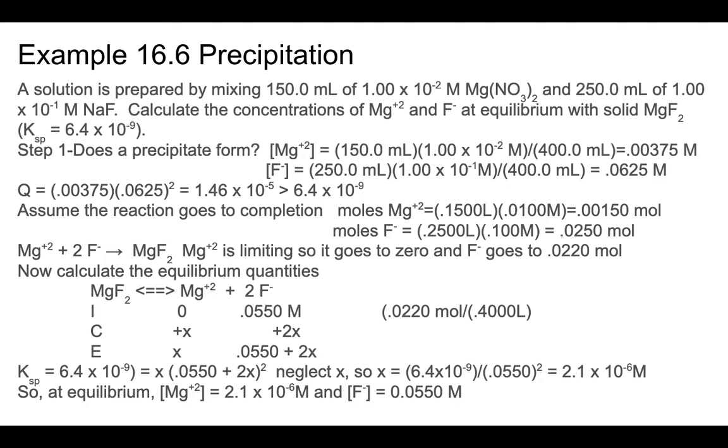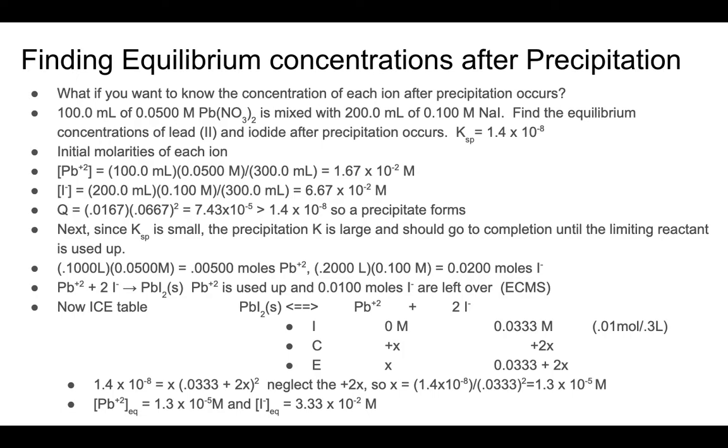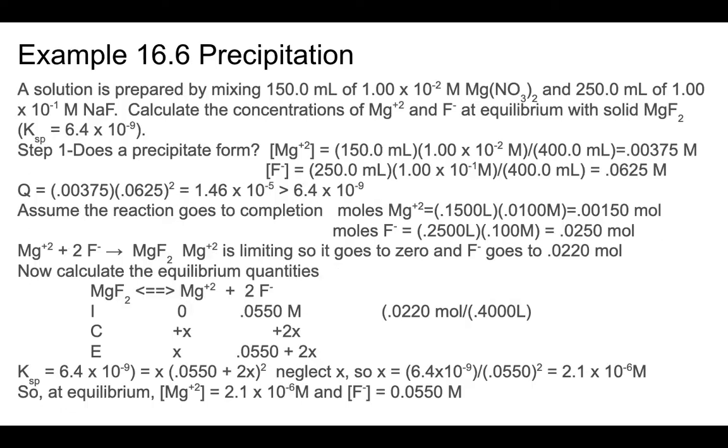So that means magnesium at equilibrium is going to be 2.1 times 10 minus 6, and the fluoride is going to be 0.0550. That problem was worked exactly like the previous problem with the lead iodide.